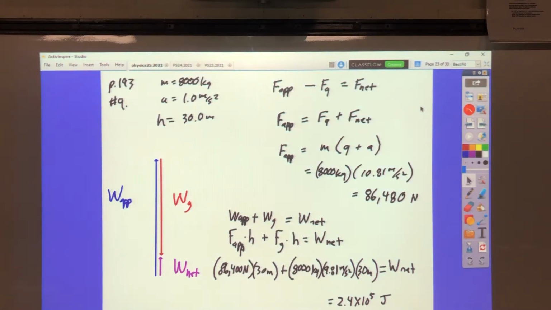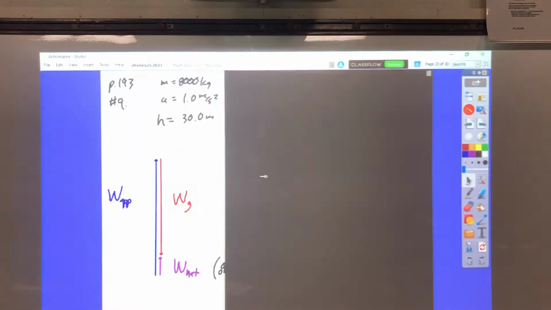Okay, this is Physics25DBlake. It's the chapter review for chapter 5. We're at the end of week 2.5. And in this problem, you have to calculate net work.